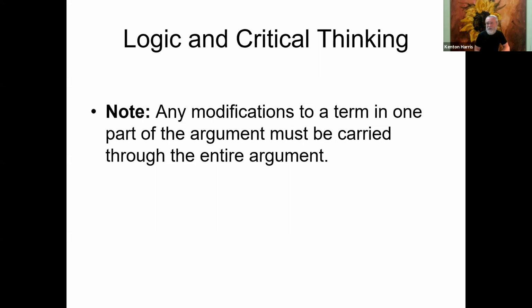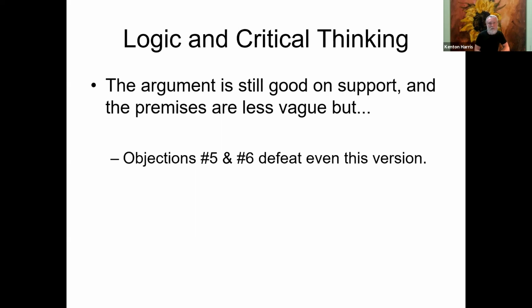Notice any modifications we make to one part of the argument has to be carried through to the other. So if I'm talking about human killings of animals in the premise, I have to talk about human killings of animals in the conclusion. I have to be using the same terms throughout the argument. The argument is good on support. Remember, it has the same form. It's still Barbara, and Barbara is still valid, and Barbara is valid anytime we run into Barbara.